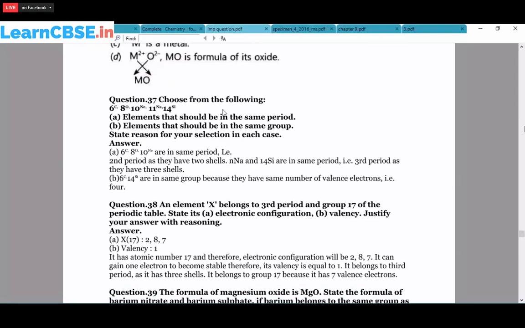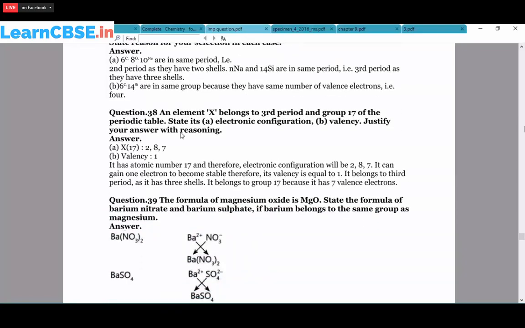Okay, next one: choose from the following: carbon, oxygen, neon, sodium, silicon. The elements that should be in the same period: carbon, oxygen and neon are in the same period because these three elements have only two shells, and sodium and silicon are in the same period because they have three shells. Elements that should be in the same group: carbon and silicon are in the same group because they have four valence electrons.